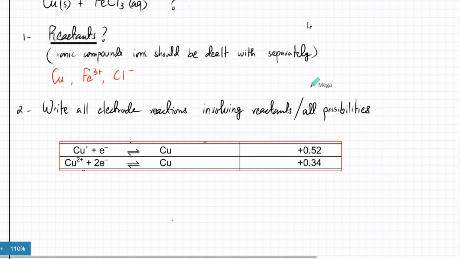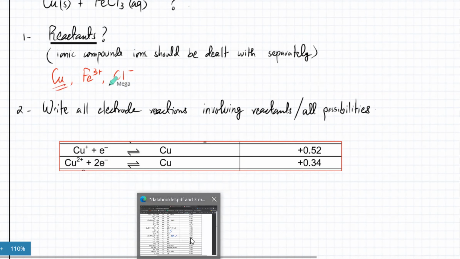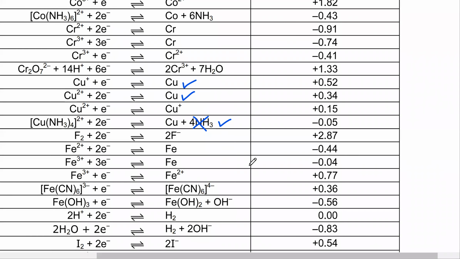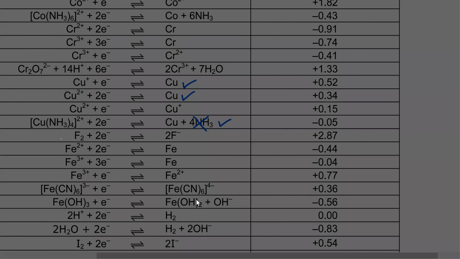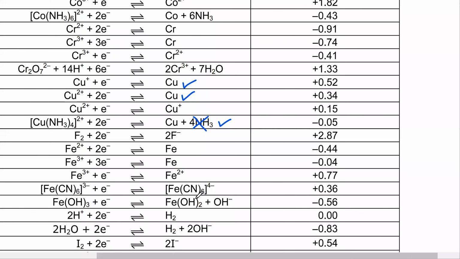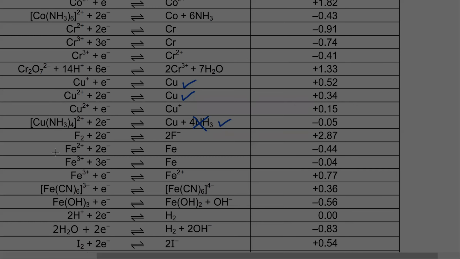So we're done with the first one. I've written down all possible reactions for copper. And then let's move to Fe3 plus now. So what's going to happen to Fe3 plus? I don't have any idea. So I'm going to open the data booklet, and I'm going to pick all reactions involving Fe3 plus. So there's Fe3 plus over here. It can gain 3 electrons to form Fe, and it can gain 1 electron to form Fe2 plus. So no idea what's going to happen. I'm going to pick both of them, and we'll figure out later which one is the right one.